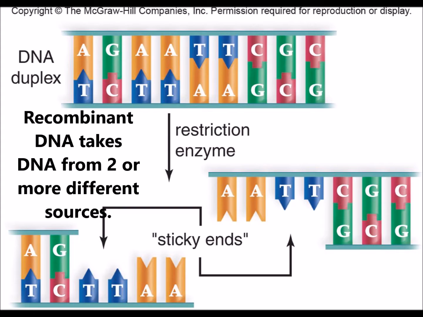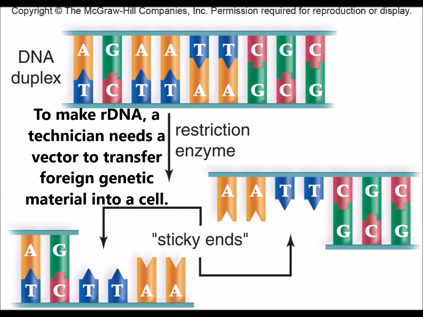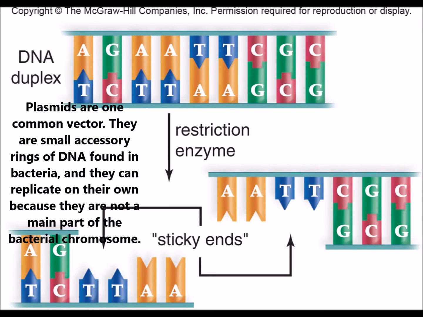Recombinant DNA takes DNA from 2 or more different sources. To make rDNA, a technician needs a vector to transfer foreign genetic material into a cell. Plasmids are one common vector. They are small accessory rings of DNA found in bacteria, and they can replicate on their own because they are not a main part of the bacterial chromosome.